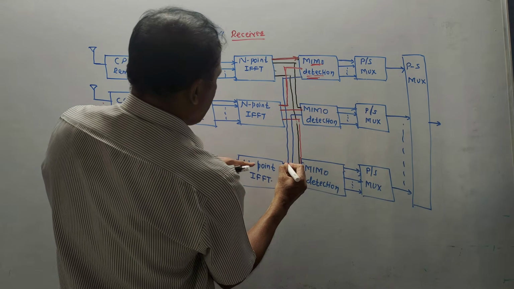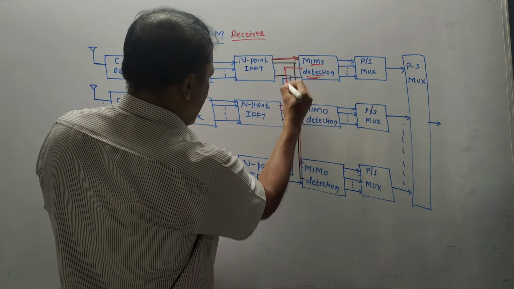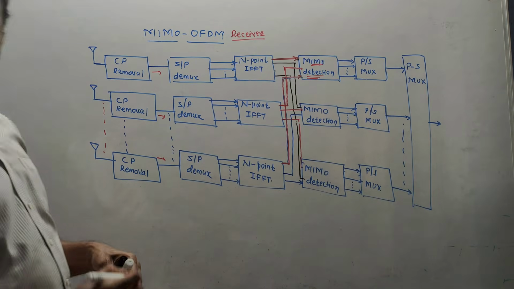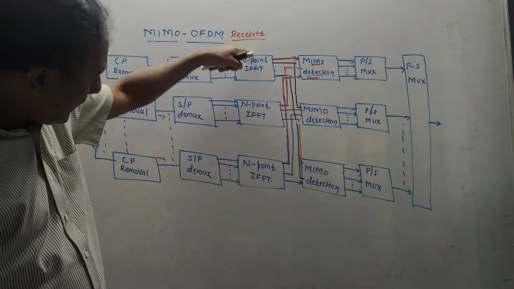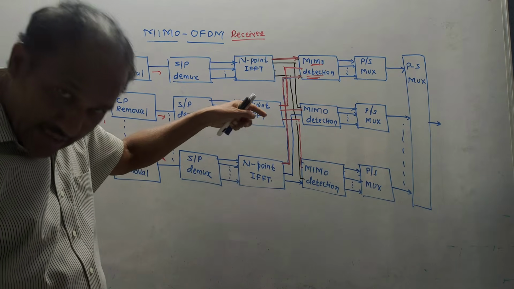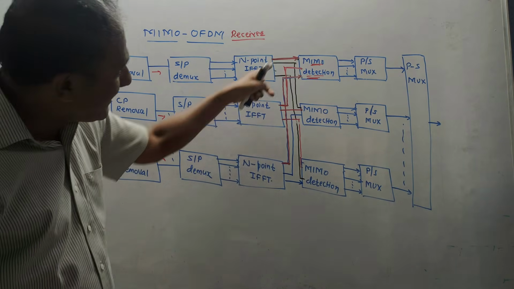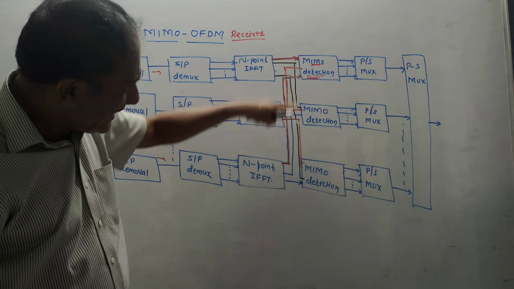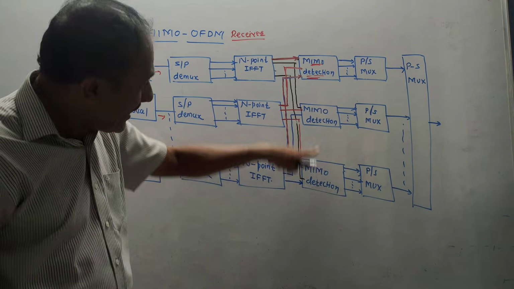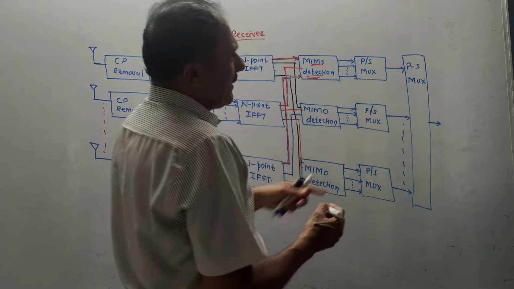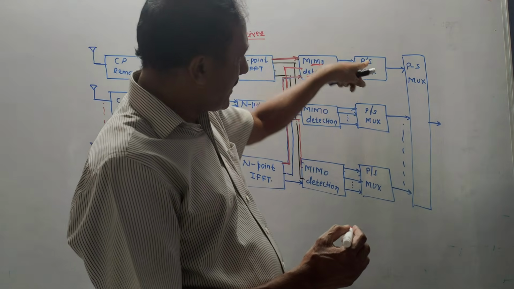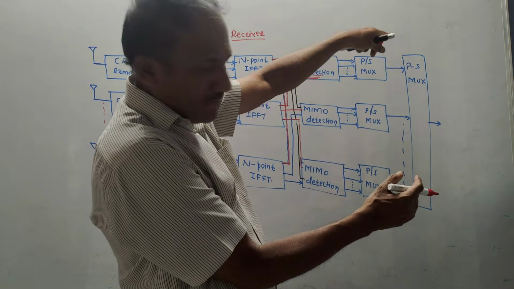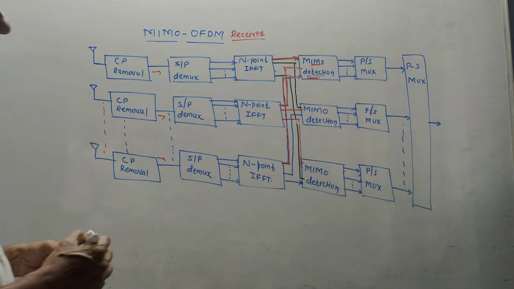Similarly, this is the connection from the third antenna. I will highlight it with the red pen. So this is again the same connection. Likewise, every first connection of each n-point FFT block, corresponding to each receiving antenna, is combined. Similarly, for the second block every second connection is combined, and for the nth block every nth connection is combined. After that, parallel to serial conversion and multiplexing are performed, and the combination of all multiplexing operations gives the final data.